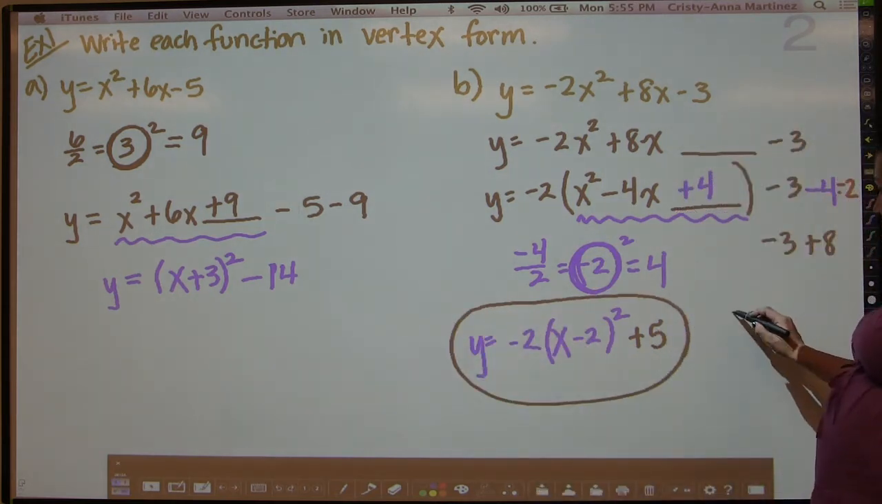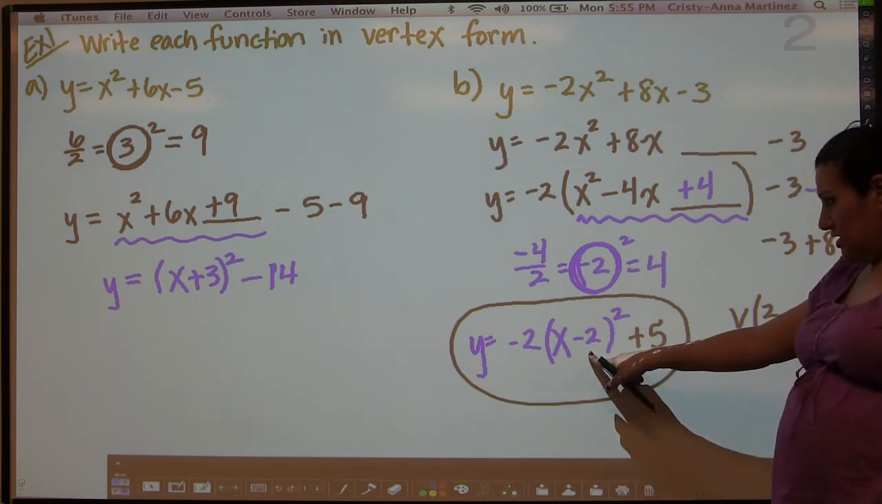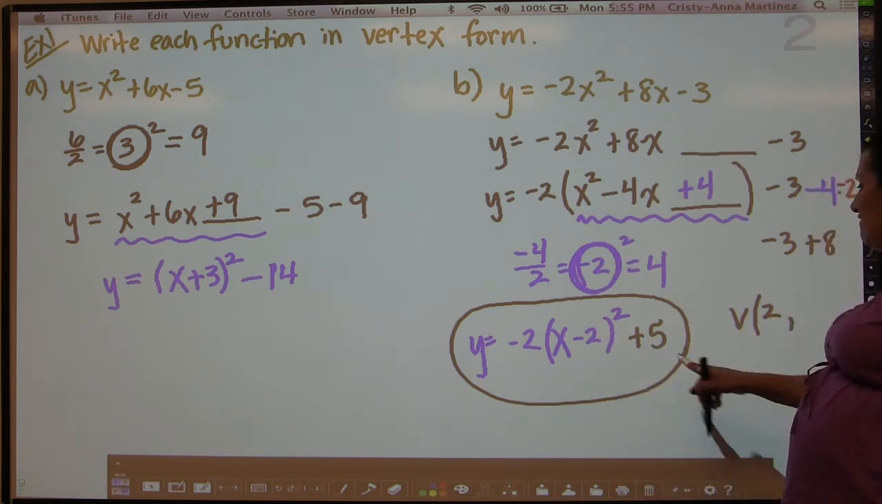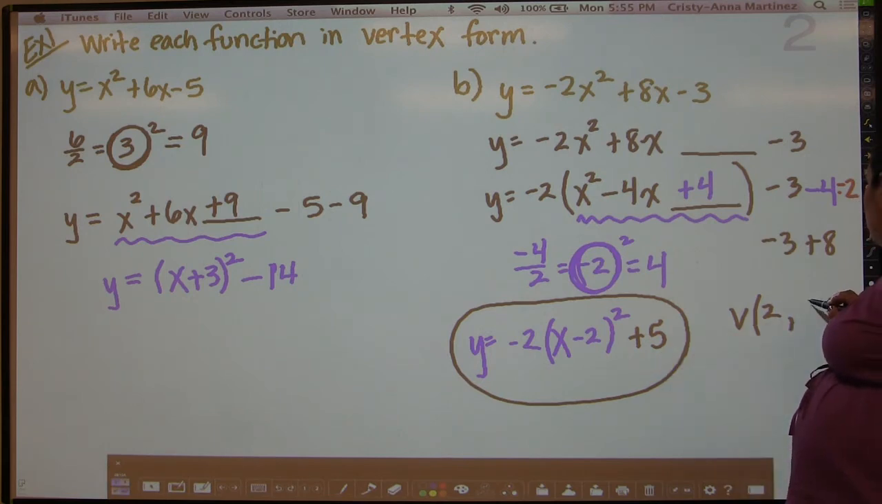Okay, so my vertex would be +2, because it's always the opposite inside the parentheses. But my k value stays whatever it is, so +5. So my vertex is 2, 5.